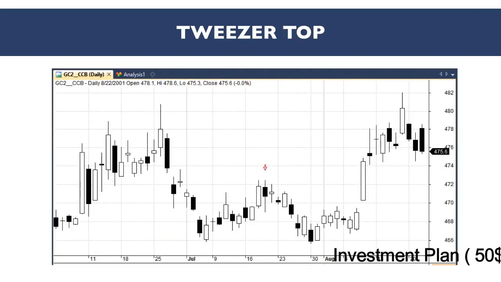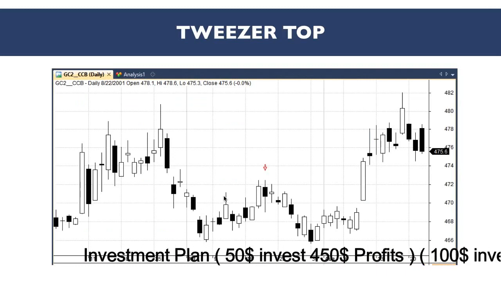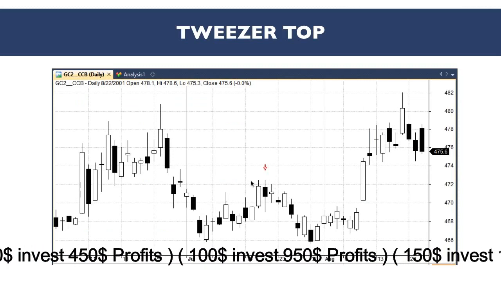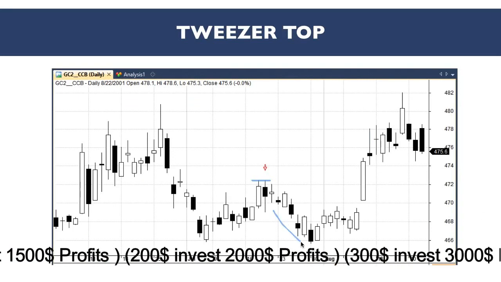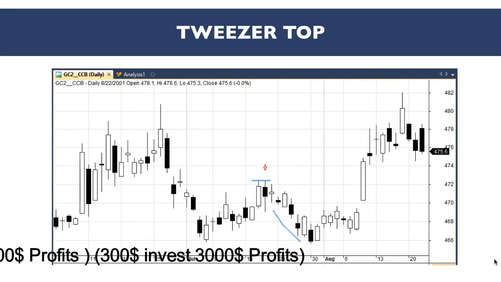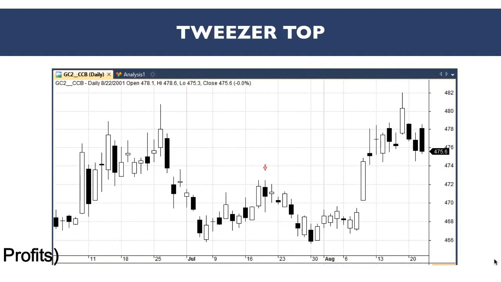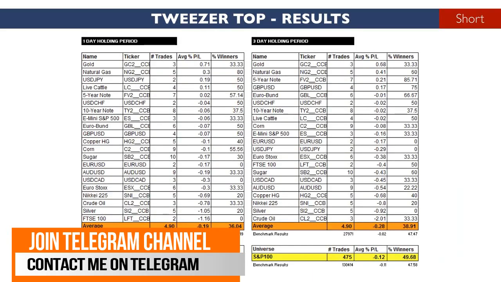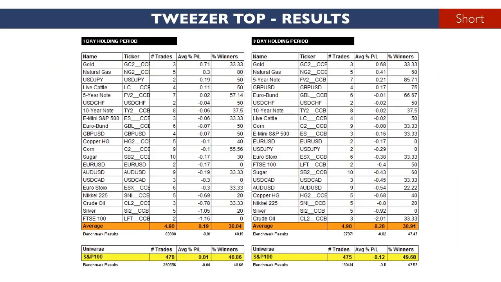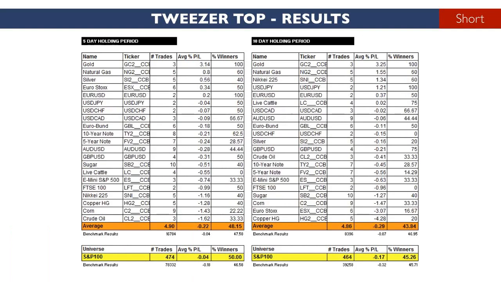Here you can see an example of the tweezer top pattern in gold. It's noticeable by the fact that the high is equal to the previous high, and on this occasion it did mark the beginning of a new downward move. The tweezer top pattern is a fairly rare pattern, but it did occur in all of our 21 markets at least once. However, as you can see as we scroll through the tables of results, the pattern did not pick out reversals all that well.